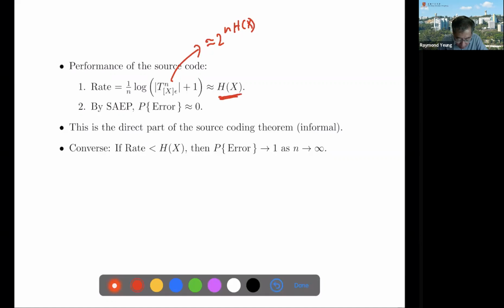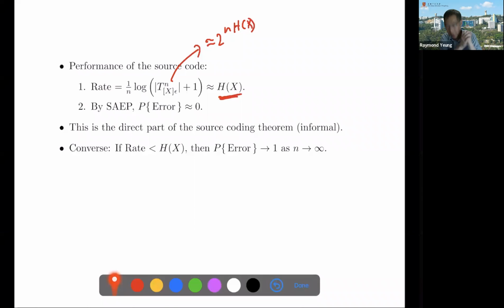And also by the strong AEP, the probability of error is almost equal to 0, because most likely you won't get an atypical sequence. If you get an atypical sequence, you are very unlucky, and you end up having a decoding error. But that will happen with very, very small probability. So this is already the direct part of the source coding theorem, in an informal discussion. And you see that the source coding theorem really justifies the notion of entropy as a measure of uncertainty.